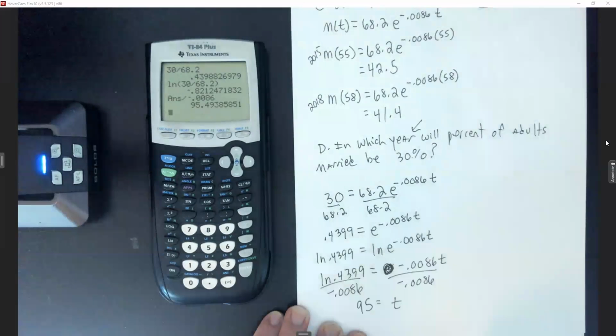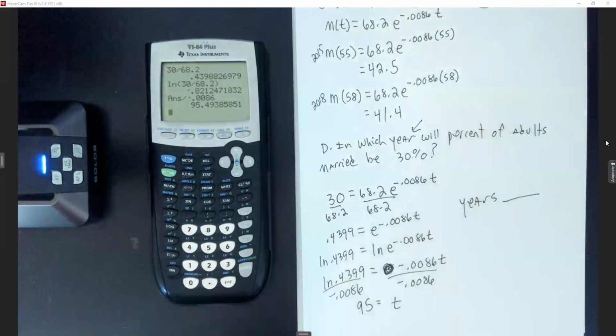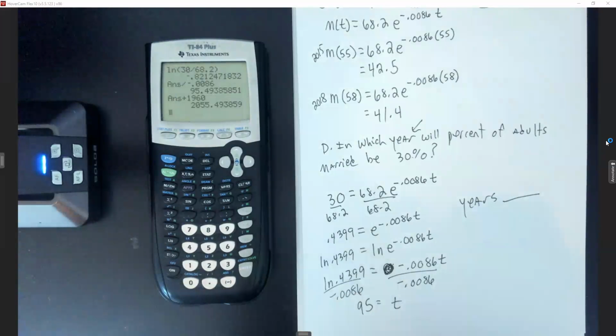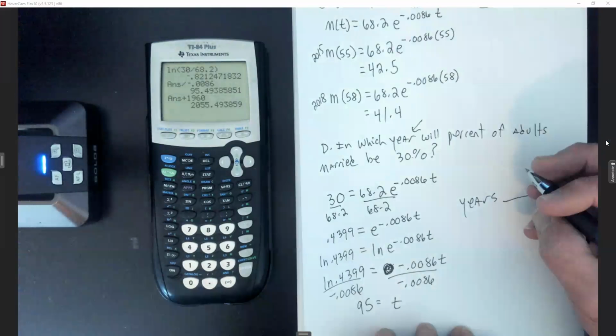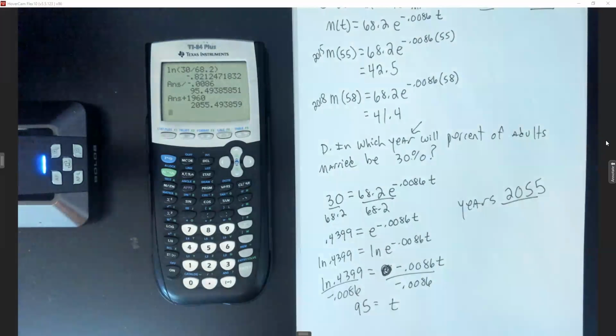Okay. Remember, that's not my answer. I need that in years. So take that 95 and add that to the starting amount, which was 1960. So it looks like the year is going to be the year 2055. So y'all, only a third of the people in whatever country we're looking at are going to be married in 2055. So they must not be liking each other as much, huh?